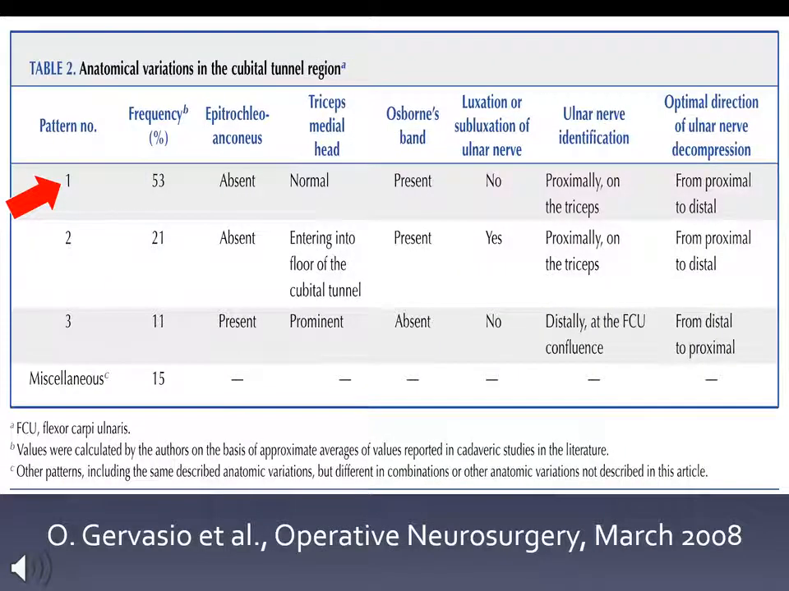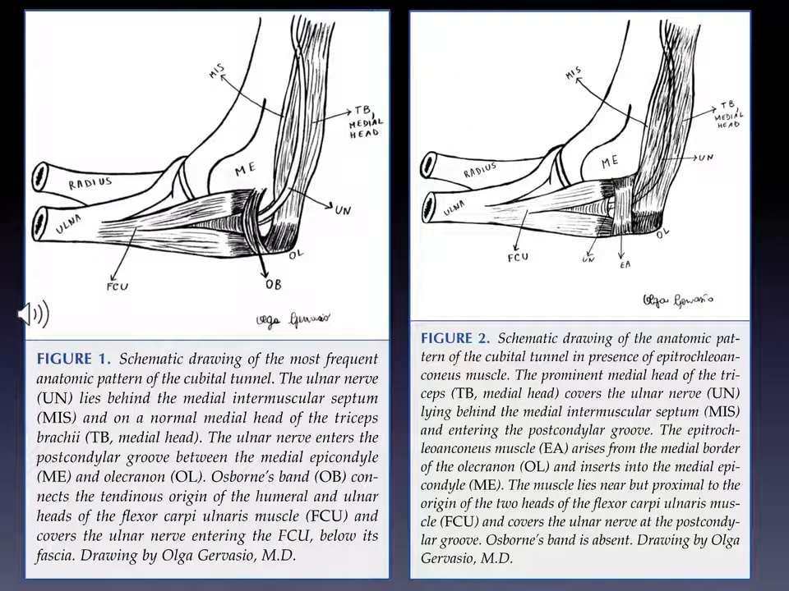For example, even in a common pathology such as the cubital tunnel syndrome, the one which is believed to be the standard anatomical layout just happens to be the most frequent. We can, for example, find ourselves in the presence of an epitrochleoanconeus muscle with a corresponding anatomical pattern featuring a prominent medial head of the triceps, as we can see on the right.